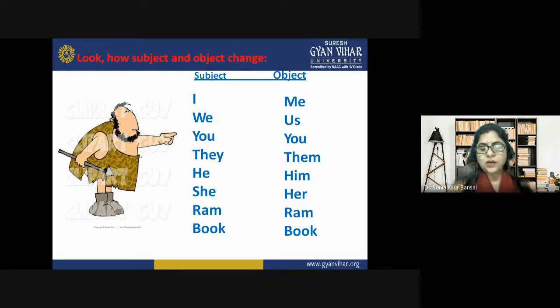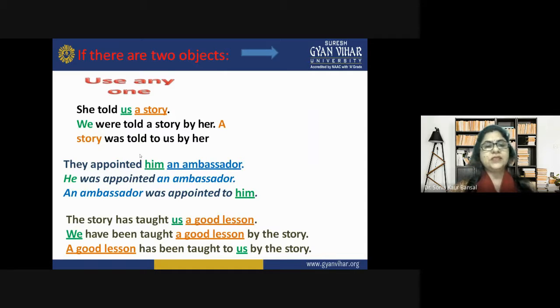Clear, students? So now let's understand further, if there are two objects in a sentence, how you are going to convert it. That's really very interesting as well as important in understanding active and passive voice. So use any one. Clear? Now let's have a look at that. She told us a story. You can see that there are two objects in this sentence. One is us and another is a story. So the sentence in passive form would be, we were told a story by her, or a story was told to us by her. There are two different methods.